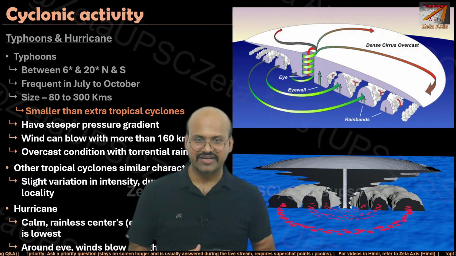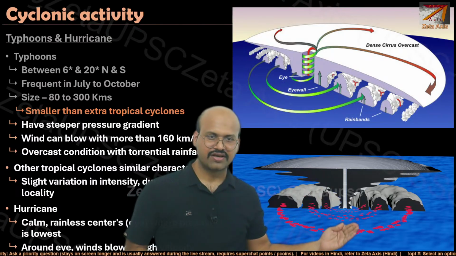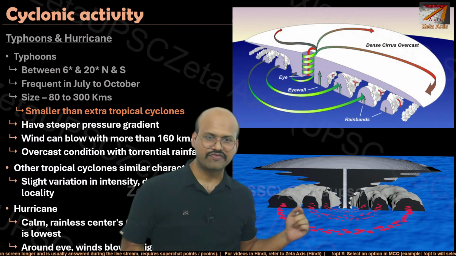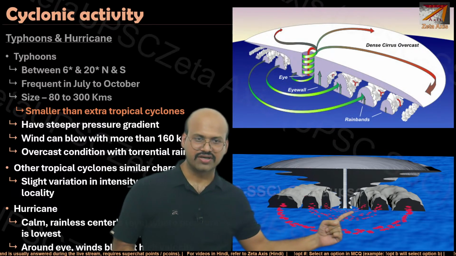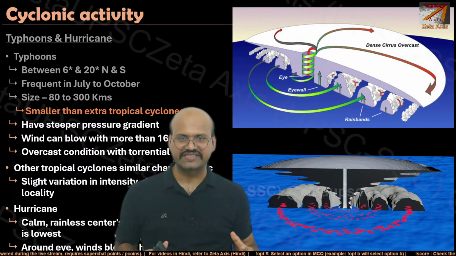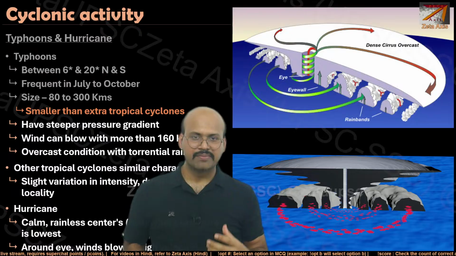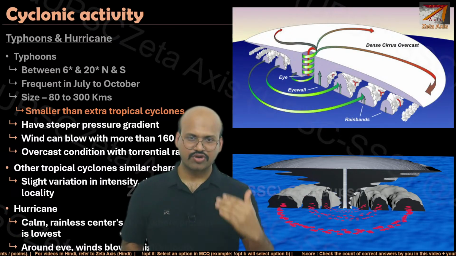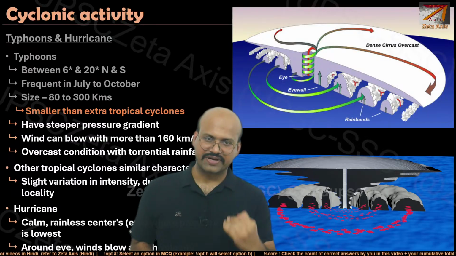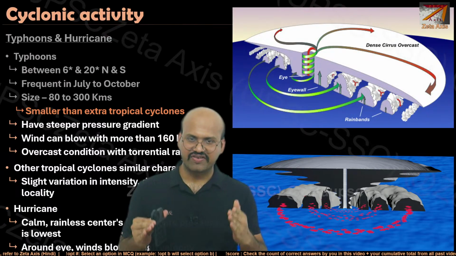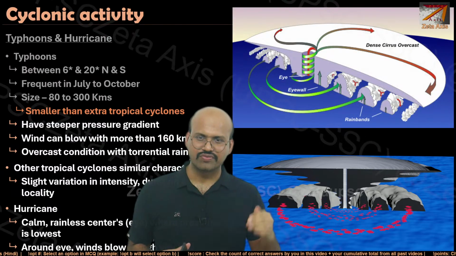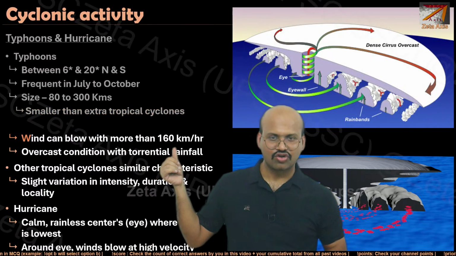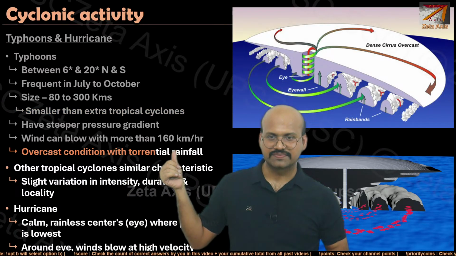What does pressure gradient mean? If you see this cyclone, this is the eye of the cyclone, and if we go to the exterior, from here to here, the pressure change is very high. That is what we mean by pressure gradient, the rate of change of pressure. Because the rate of change of pressure in a small distance is very high, the winds move with very high velocity and can blow up to 160 km per hour.